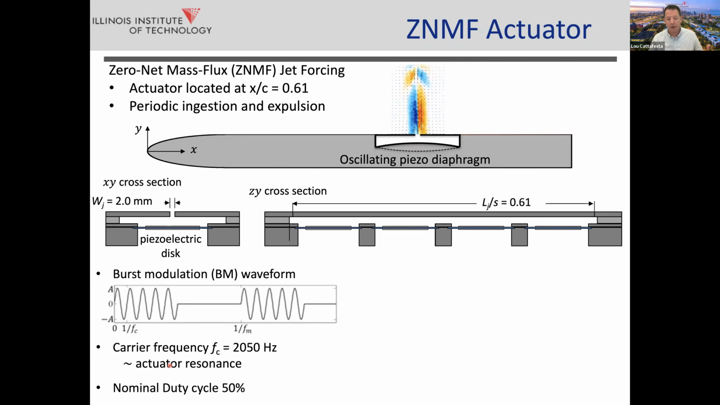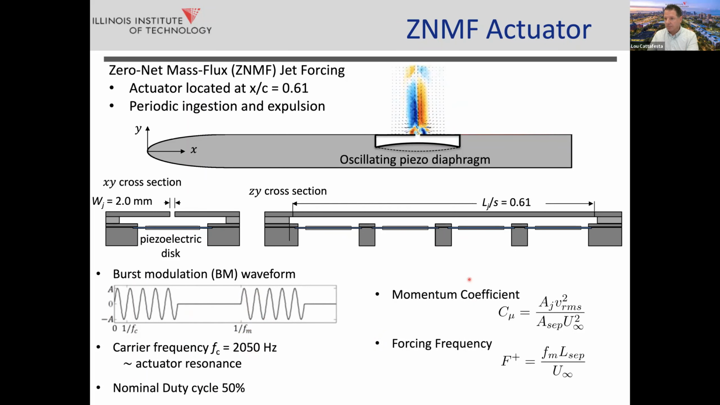It's essentially multiplying the sinusoidal waveform by a square wave. This is an illustration of that, where this high frequency oscillation is about 2 kilohertz, which is essentially the actuator resonance frequency. And we're multiplying it through by a square wave that has a duty cycle, meaning when it's on and off, of about 50%. This occurs at a much lower frequency. We call it the modulation frequency, which is tantamount to the characteristic frequencies of the flow. And that's how we obtain control authority.